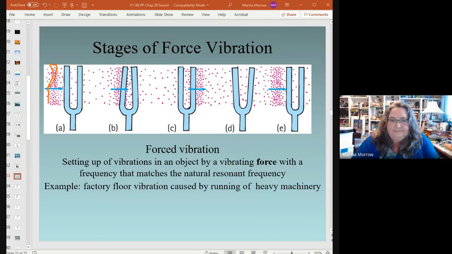So, all right, now this can happen like in a factory. Sometimes the floor will start vibrating when you have heavy machinery running.